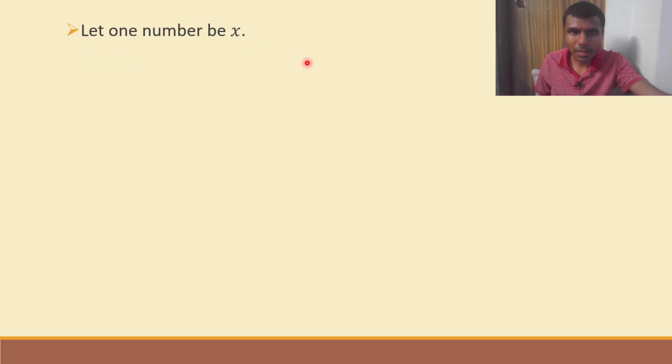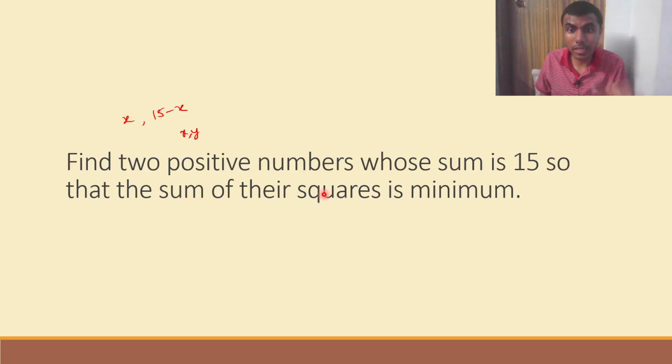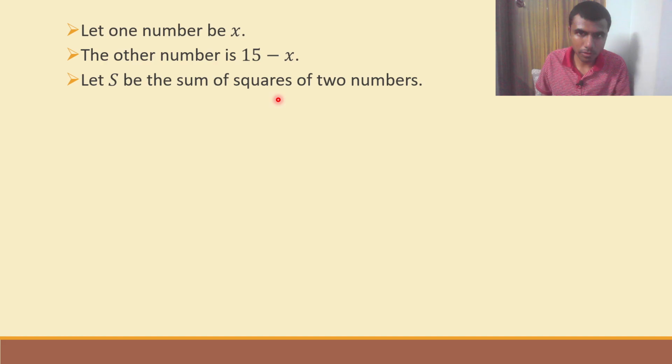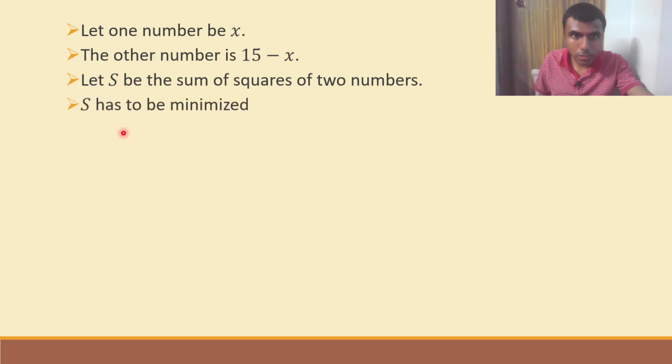Now what is our condition? The sum of their squares is minimum. Basically the sum of squares of what? Of x and 15 minus x. So the sum of squares of these two, I am going to denote as S. Let S be the sum of squares of the two numbers, and S has to be minimized.